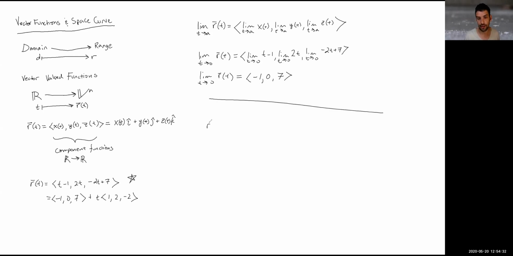And we can define continuity in a very similar way that we have in the past. We would say r is continuous at a if the limit as t goes to a of r of t is equal to r of a. Which means each of these functions in here is equal to its limit, okay? So we're just piggybacking on the old definition.